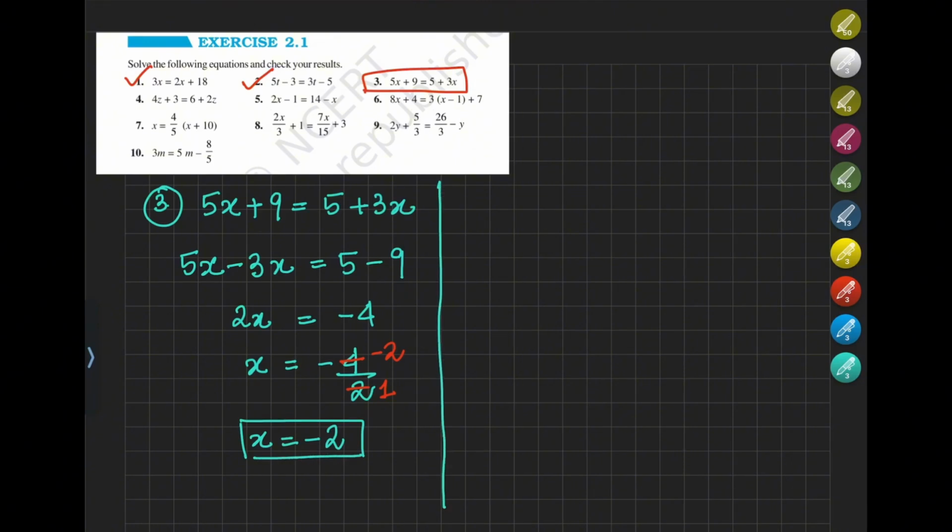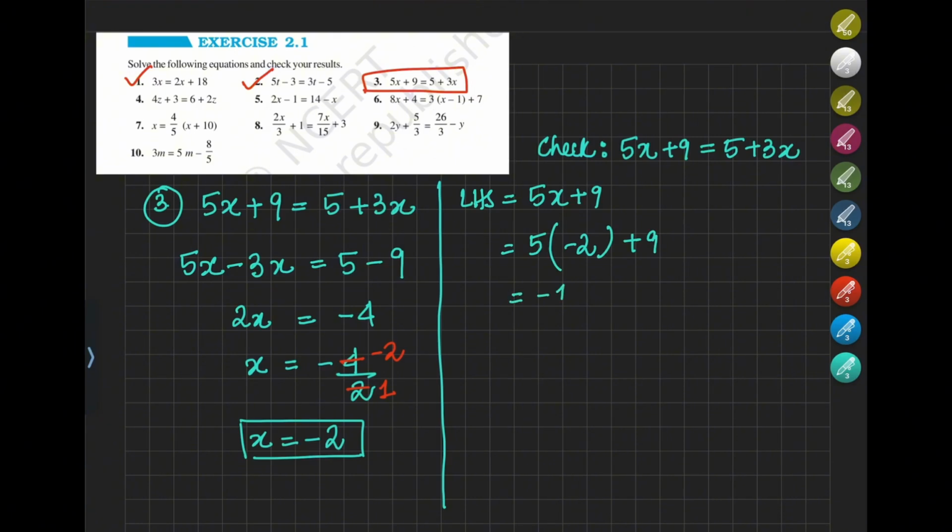Now let's do the check. For the check, we write the equation as 5x plus 9 is equal to 5 plus 3x. Let's take the LHS, which is 5x plus 9. In place of x, we put the value of x is equal to minus 2, so 5 times minus 2 plus 9. So we get minus 10 plus 9, which is equal to minus 1.